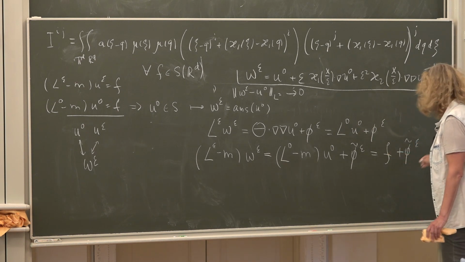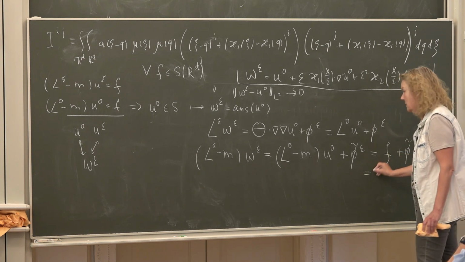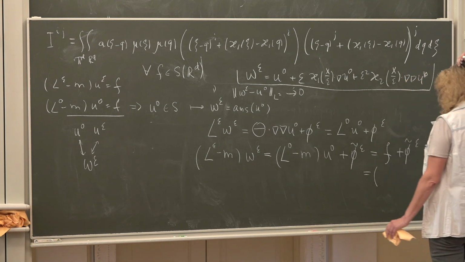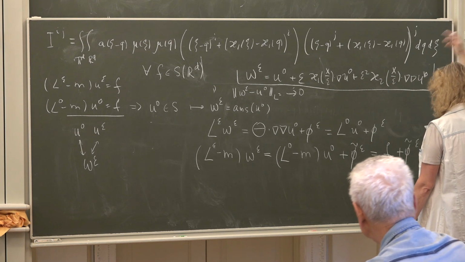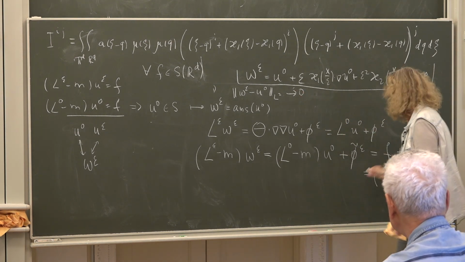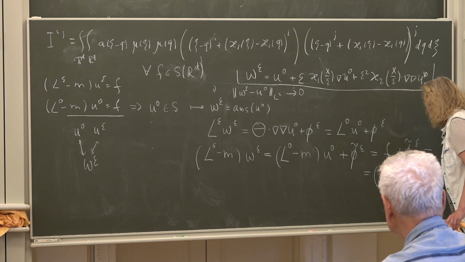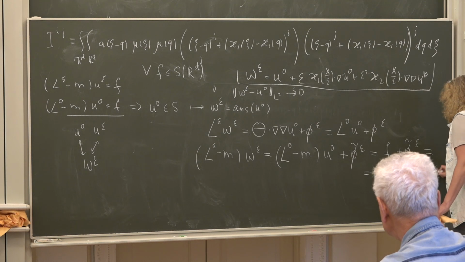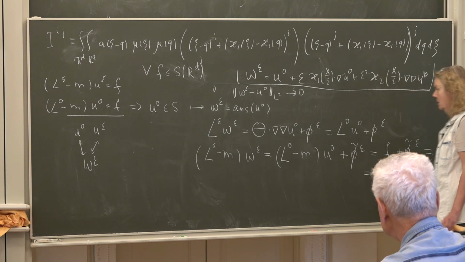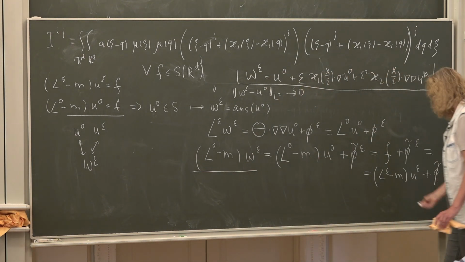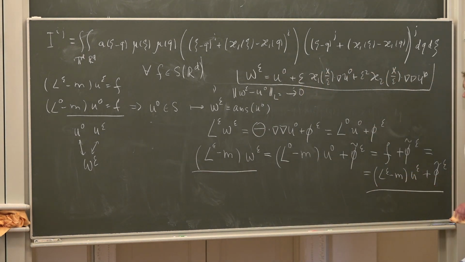And what is F? Sorry, just let me write something here. F is exactly from the first equation. It is L epsilon minus M u epsilon plus phi epsilon. So we have this equality.